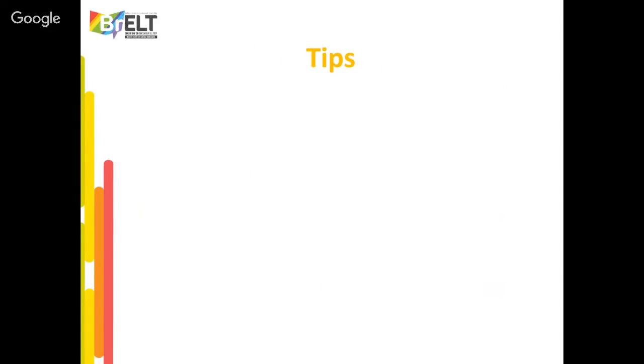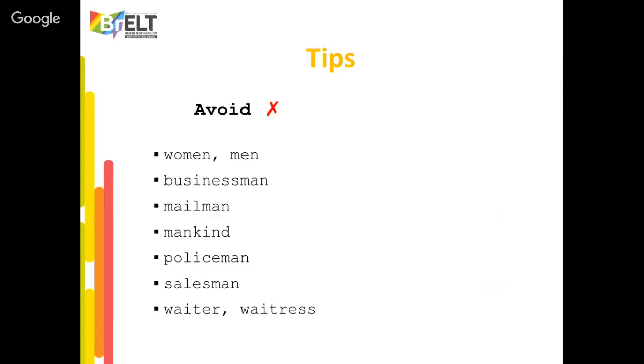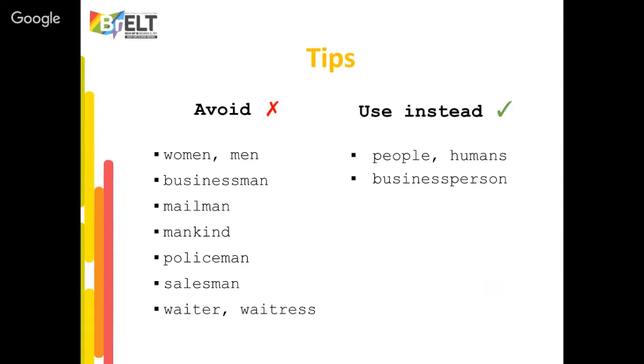So that's why I brought you some tips of keywords that we might use every day, talking to our students or to foreigners or anything that we could avoid, and then some words that we could use instead, okay? So I have this word here. So instead of saying women and men, why not using people and humans? Instead of using businessman, why not using business person? Mailman, mail carrier. Instead of using mankind, why not using humans or people?